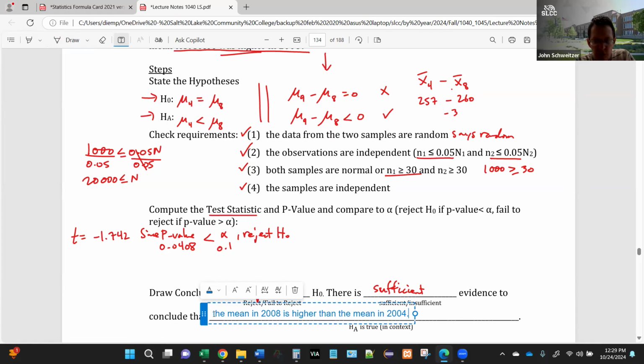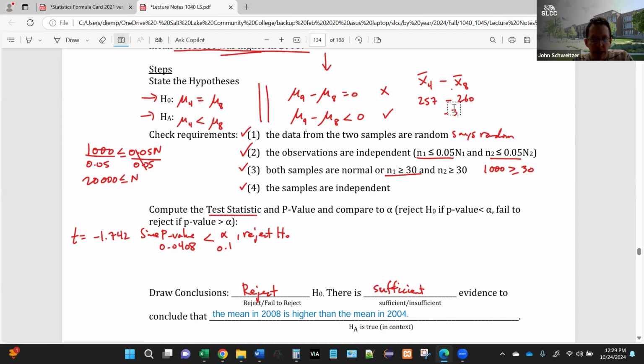We don't say how much larger it is. It could be 100 points higher, it could be 1 point higher. We're just saying it's a statistically significant difference, right? We're not saying it's a big difference. We're not saying it's a practical difference. We're saying it's a statistically significant difference, okay?